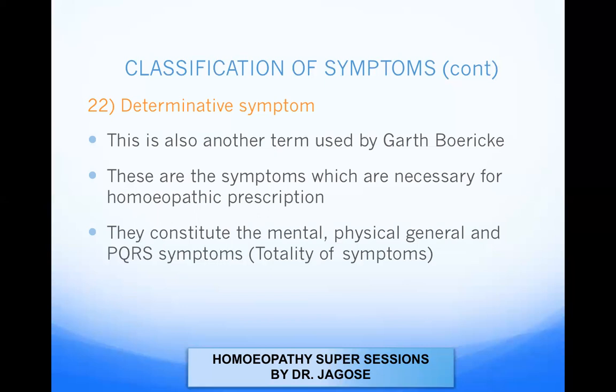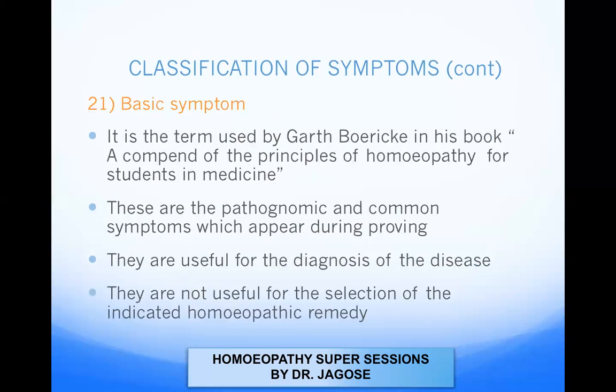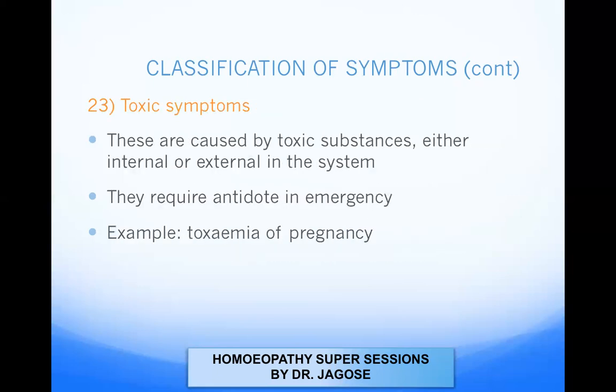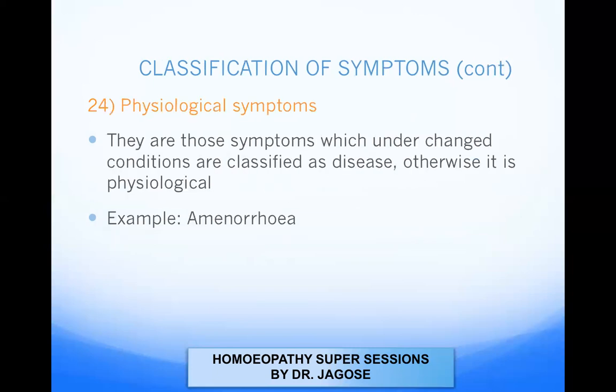So determinative symptoms are those symptoms which determine the prescription, and the basic symptoms are those which determine the disease phenomena. Now, toxic symptoms are caused by toxic substances, either internal or external, entering the system. They require an antidote in an emergency, example, toxemia of pregnancy.